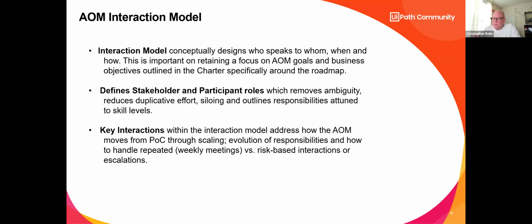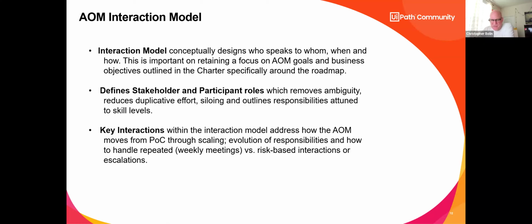Operation automation model, interaction model. Now you may say to yourself, is this really necessary? Do we need to document this? This should actually be part of your program charter when you start and be developed early on. But this is going to evolve quite a bit as you're growing and as you build.